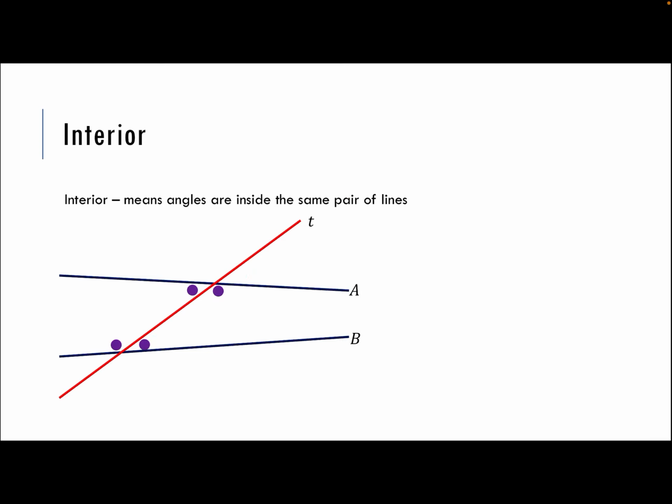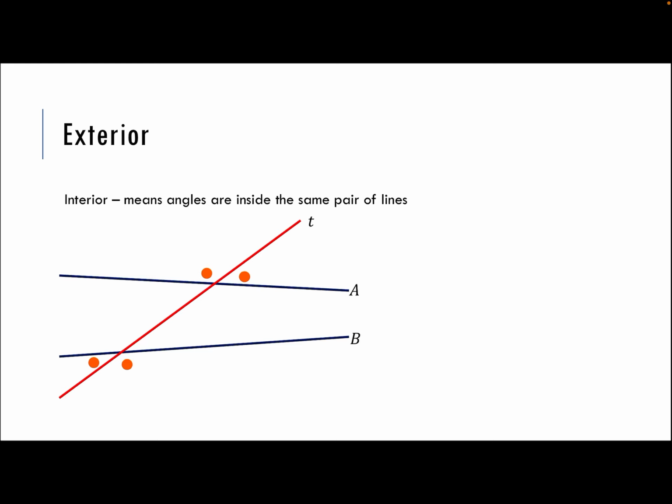The next relationship we have is interior. And so now interior is going to be the relationship that the angles have with a pair of lines, not the transversal. So interior means the angles are inside the same pair of lines. And so as you can see, our four purple angles are all inside line A and line B.